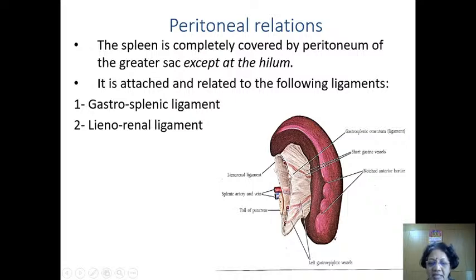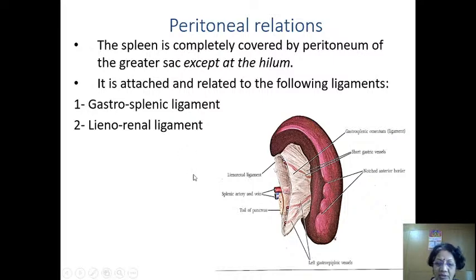This double sheet is connecting the greater curvature. The greater curvature of the stomach is like this, right? It's like that. So between that and this there is a double sheet of peritoneum, and that is called the gastrosplenic ligament, in which the vessels will come. Vessels which are branches of whatever is within that ligament.